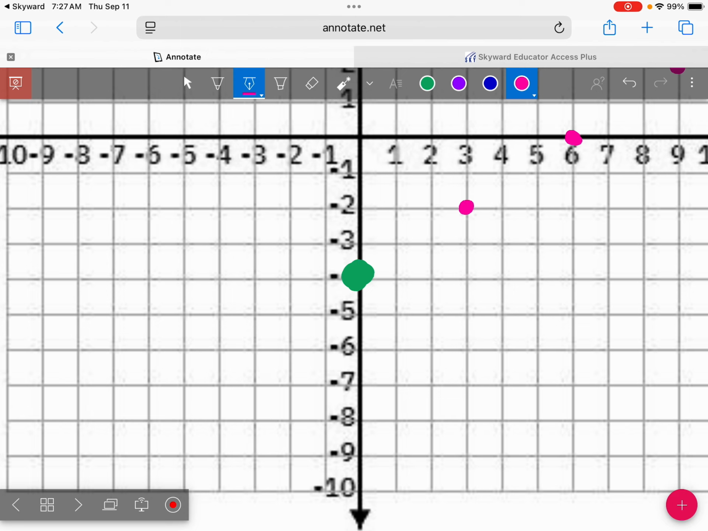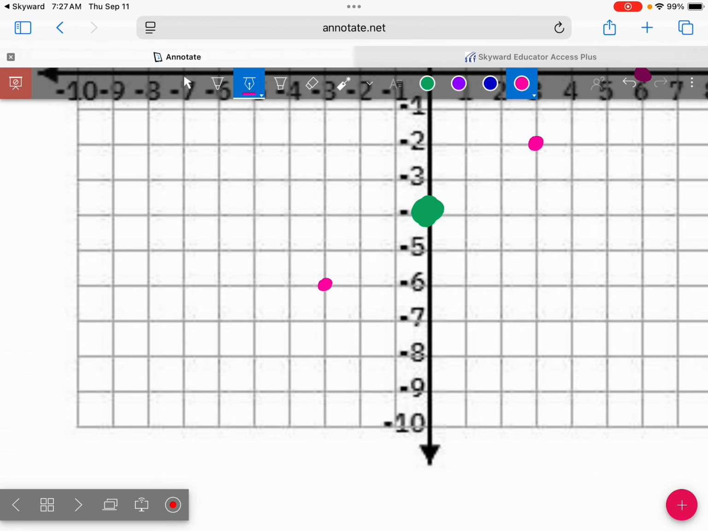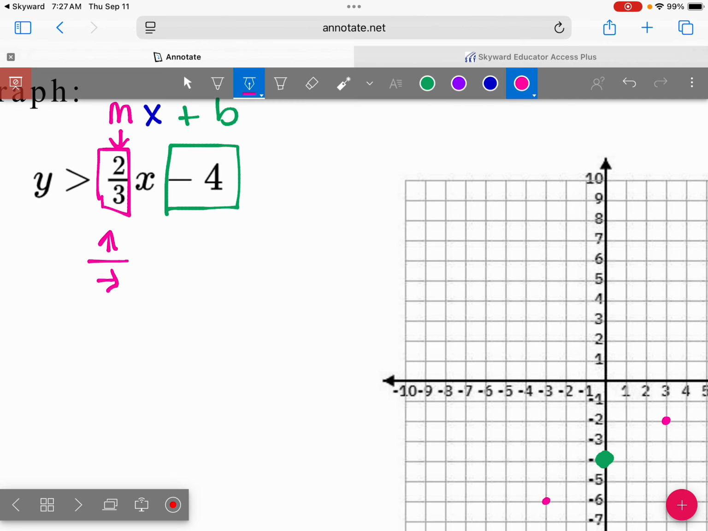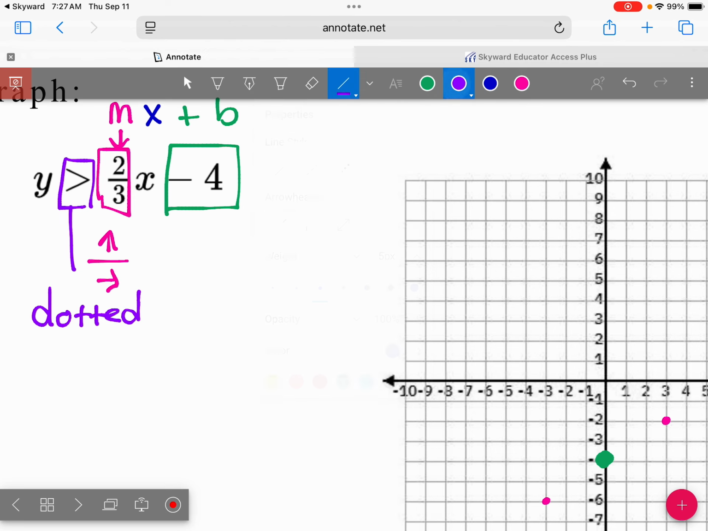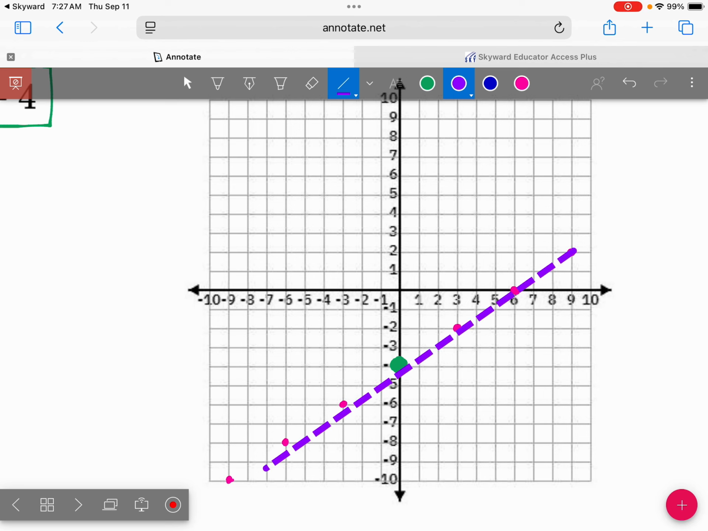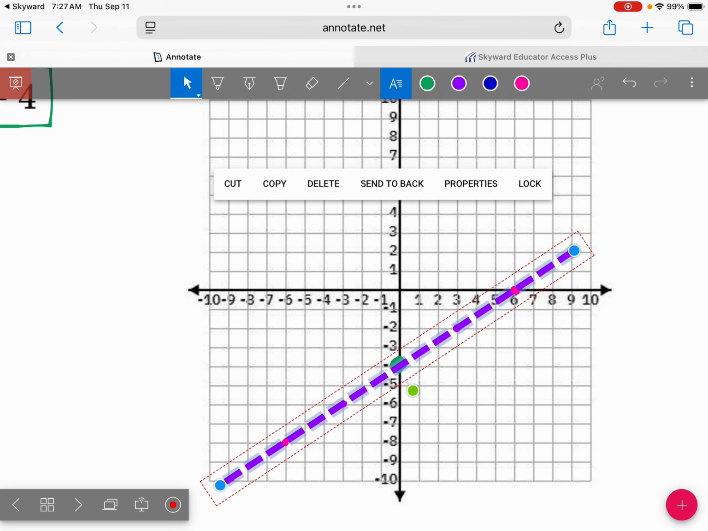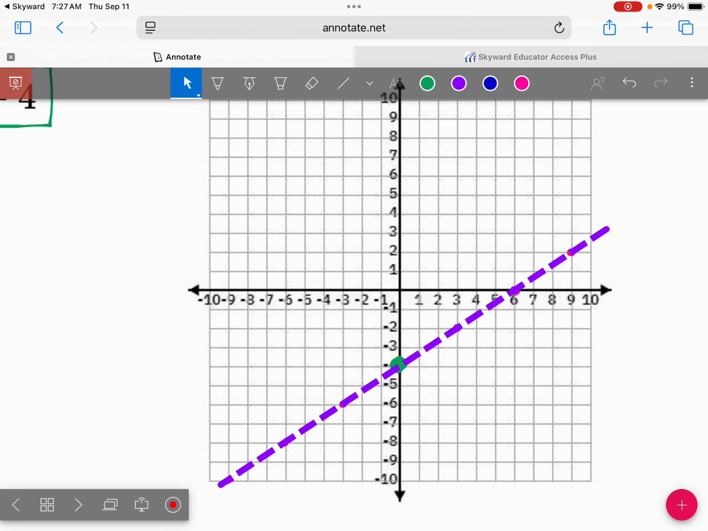Am I connecting these up with a regular solid line? No. Why not? Because it doesn't have a line under it. This guy means I need to draw a dotted line. Dotted, dashed, however you word it. I don't really care, but it needs to be not a regular solid line. You could do dotted, you could do dashed, however you want to think about it. But because we don't have that equals to, I need to do a dotted line.